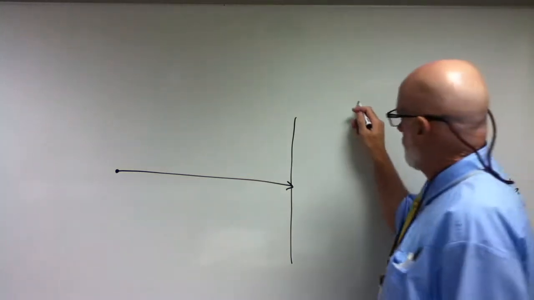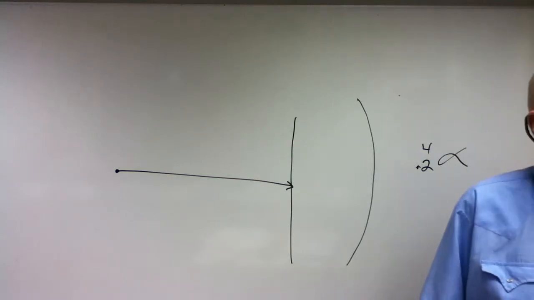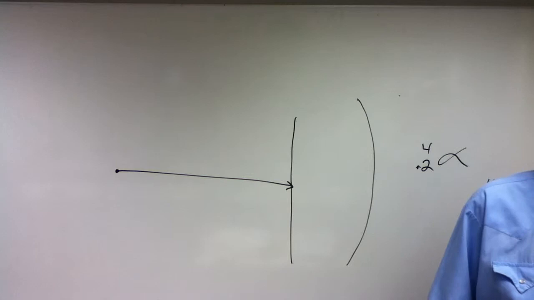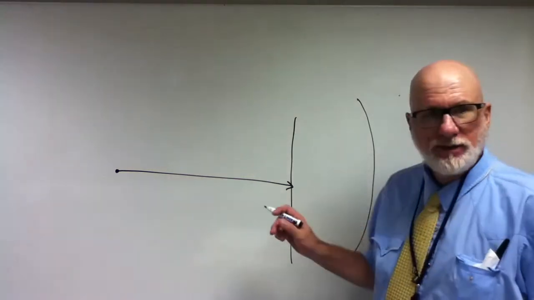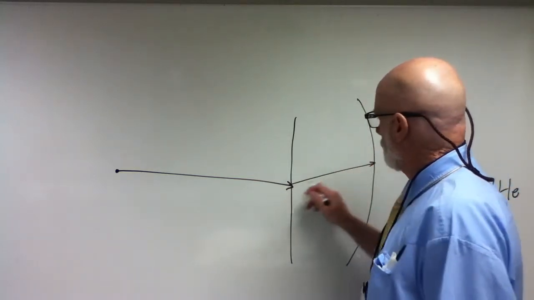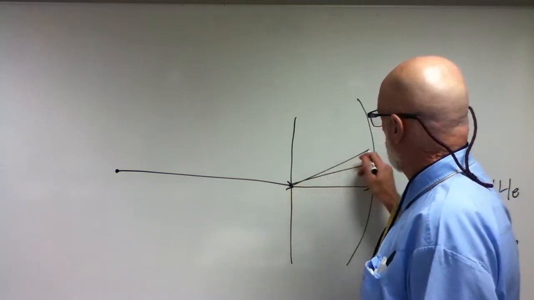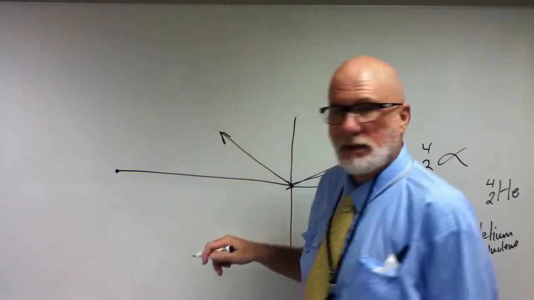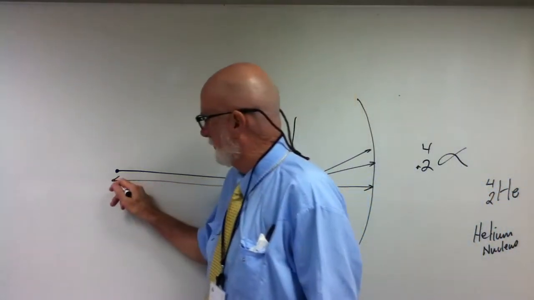And then he put a screen behind it to see if anything happened to the alpha particles. And he found, to his astonishment, that some of them were deflected. Most of them went straight through, but some of them were deflected. And some of them were deflected a great deal. And some of them nearly went right back at him.